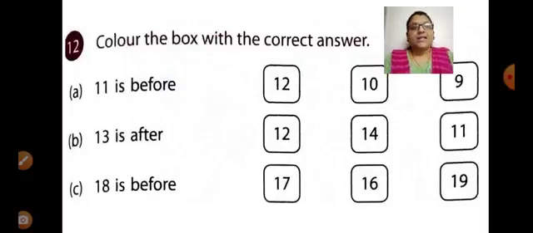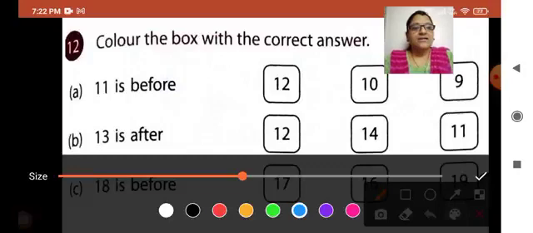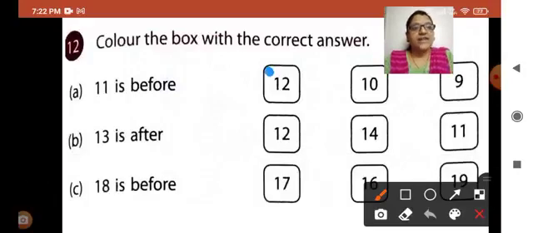Example A, 11 is before 12 or 10 or 9. Yes, 11 is before number 12. Hence we will color the box with number 12. Yes. Next example, B, 13 is after number 12, 14 or 11. Yes, 13 is after number 12. Hence we will color number 12 here.